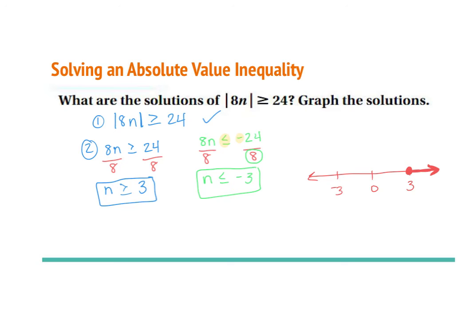Now at negative 3, n is less than or equal to negative 3, so it's going to be a closed circle again, because it's equal to. It can be negative 3, and we're going to shade it to the left, okay? So this is an example of an or compound inequality, okay? Because it's n greater than or equal to 3, or n less than or equal to negative 3.